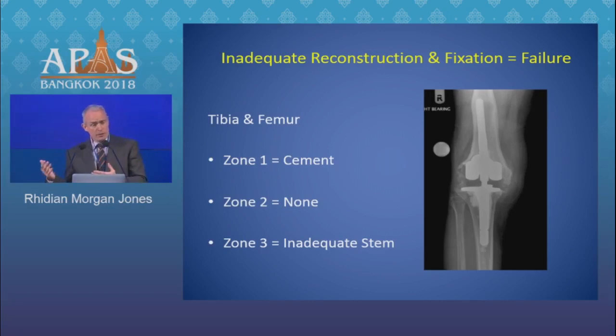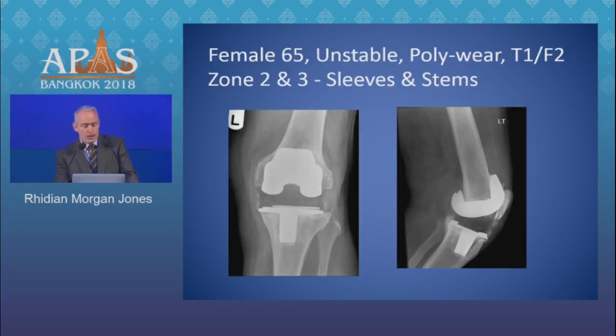And here's a failure, and it's nothing to do with the implant chosen, but was it done properly? Well, look, zone 1, there's a little bit of cement fixation. Zone 2, we've got nothing going on. And zone 3, short and narrow stems. Failure of fixation and reconstruction is inevitable. So let me run you through some cases that hopefully will show how we can think about reconstruction and fixation together.